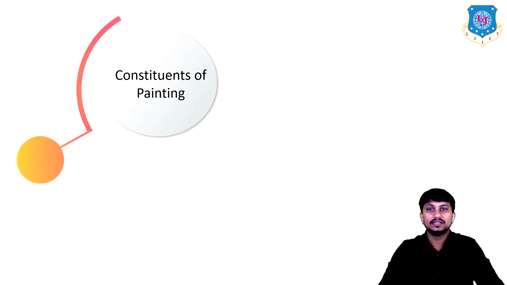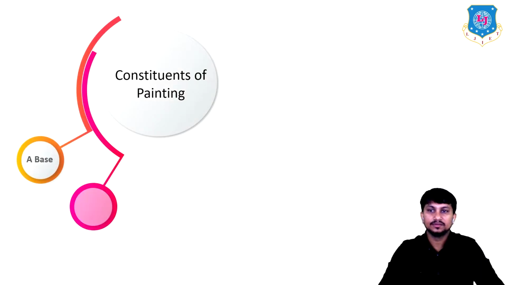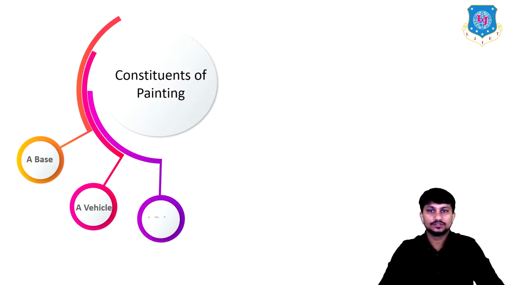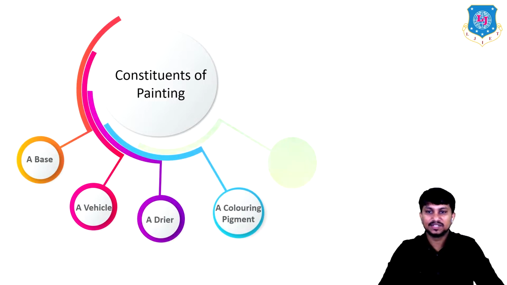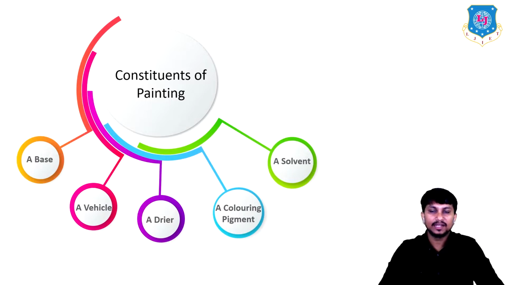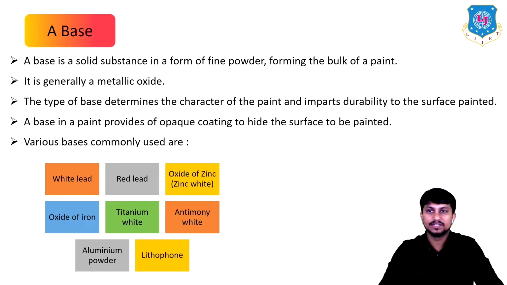Now let's see the constituents of paint. There are a number of constituents of paint like a base material, a vehicle, a dryer, a coloring pigment, and a solvent. We will discuss all constituents of paint one by one, starting with the base.